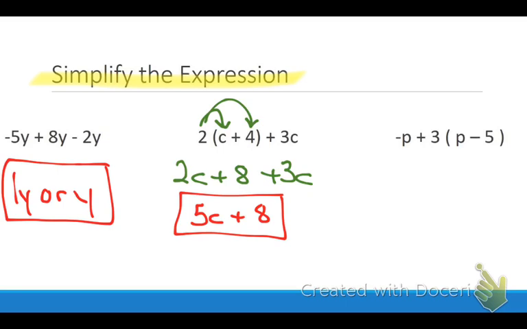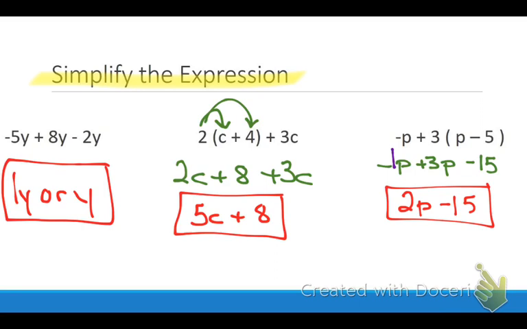All right, on the third one, -p plus what? 3p. Then what comes next? 3 times -15, which is -15. So now what's -p plus 3p? 2p. It is 2p because that's a -1p. -1 plus 3 is 2, minus 15. All right, who got all 3? All 3. Okay, if you missed one, do you see where you went wrong?